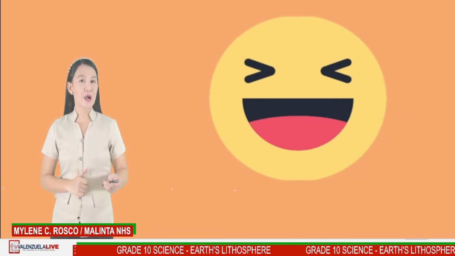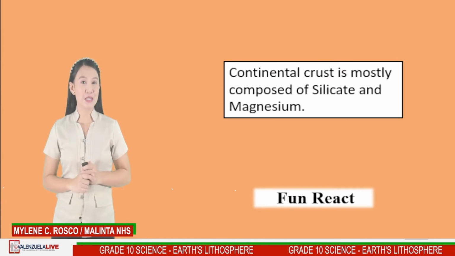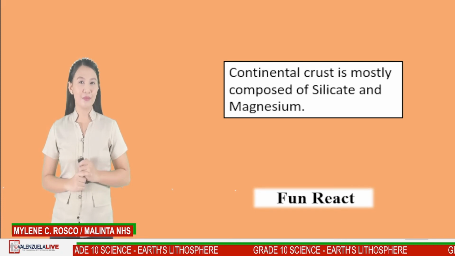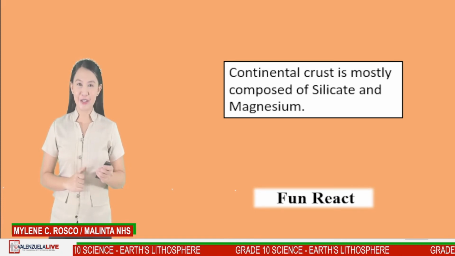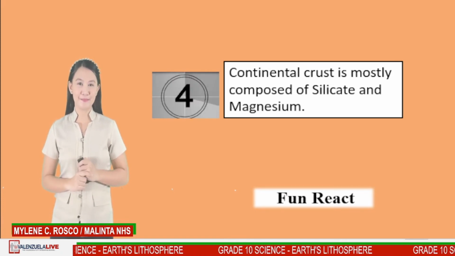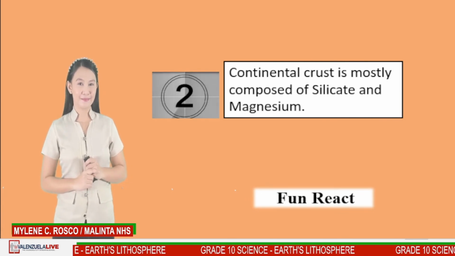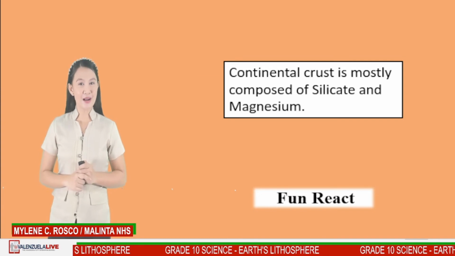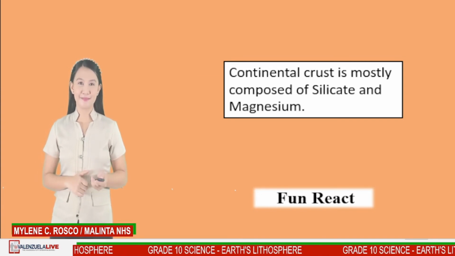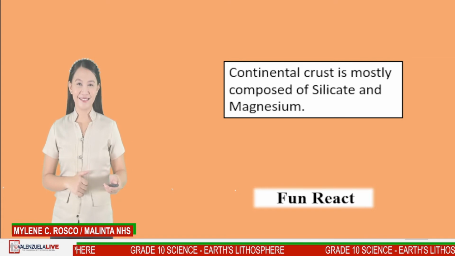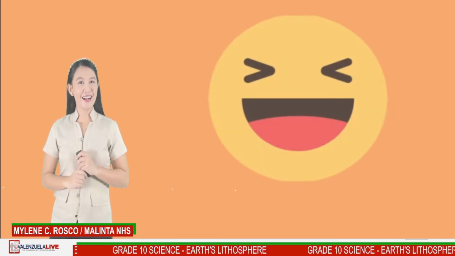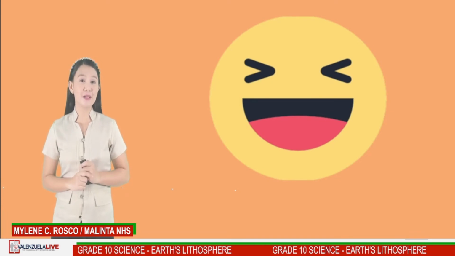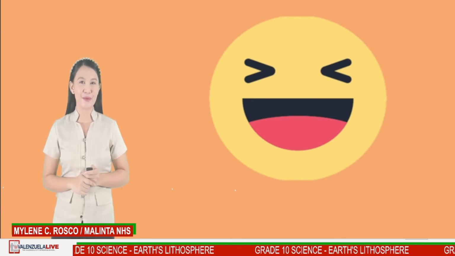Next, continental crust is mostly composed of silicon and magnesium. Is it heart or haha? Click your answer. Go! Alright, time is up. The correct answer is haha. Wow, great job, learners! You were able to answer the questions correctly.